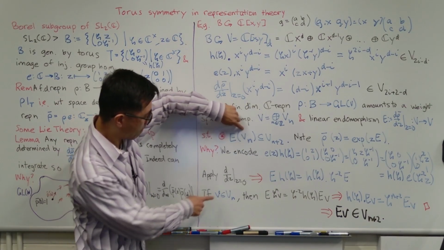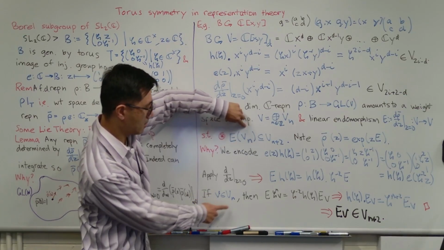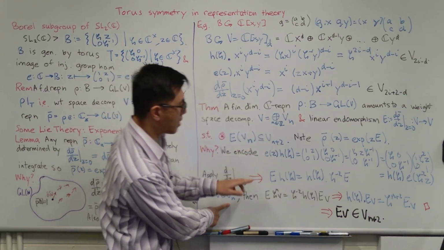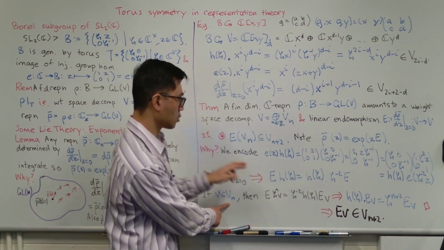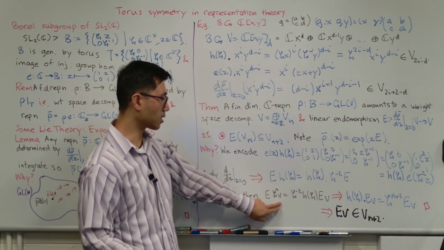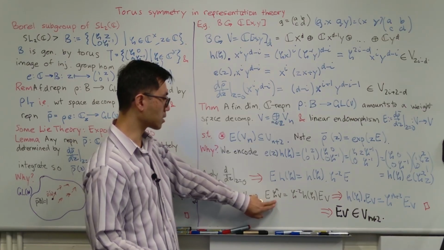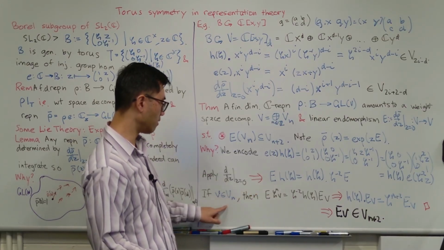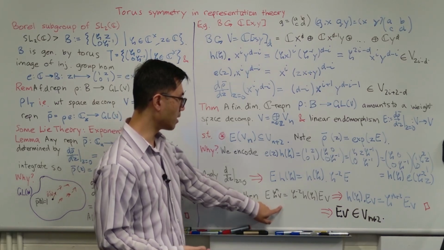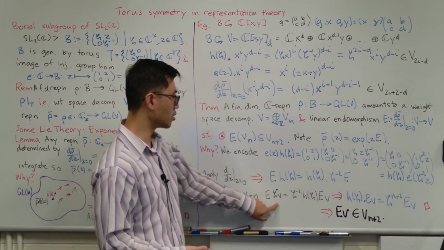So let's just pick some little v inside this Vn. That's some eigenvector, and apply this equation to it. When you apply this equation, how does h of zeta act on this v? That's an eigenvector, and so it gets multiplied by zeta to the n. It's inside Vn, the weight here is n. So it's zeta to the n v, and you apply e to that.